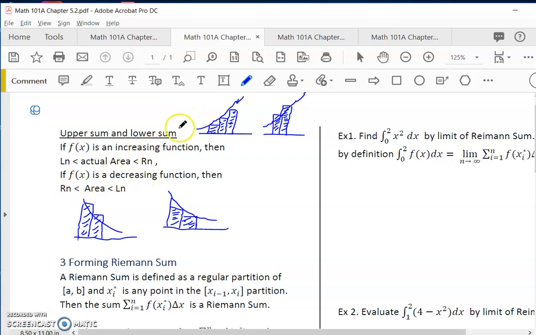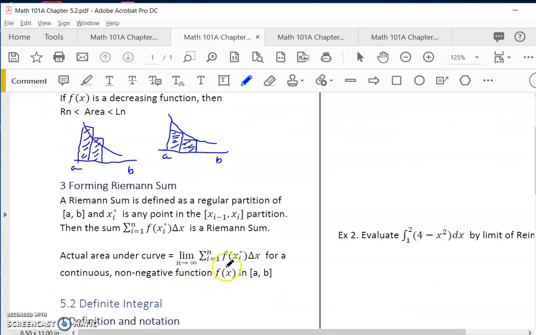So only if the function is consistently increasing or decreasing in that interval AB. It doesn't have to be that the whole graph is increasing or decreasing. In the interval AB, then you have a left endpoint and a right endpoint. If the function fluctuates, then the left endpoint and right endpoint sums might not be the lower bound and upper bound.